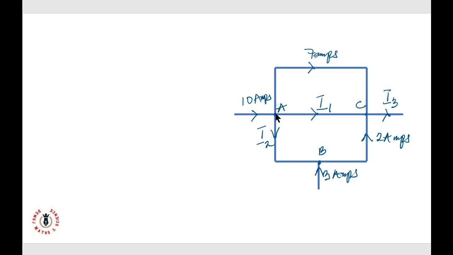Now we've labeled the circuits. This is A, B, and C. At A, my 10 amps is entering the circuit. It is the same thing as 7 amps leaving the circuit plus I1 plus I2. We have two unknowns, so we can't go further with this. We just tag this as equation 1.